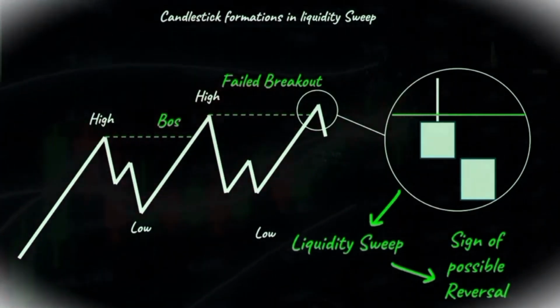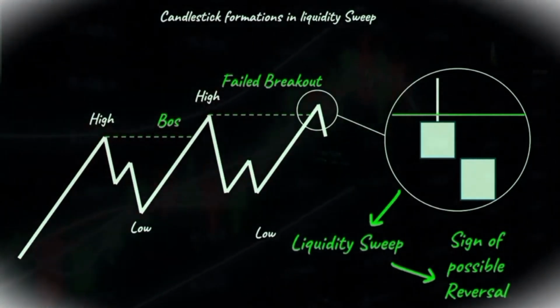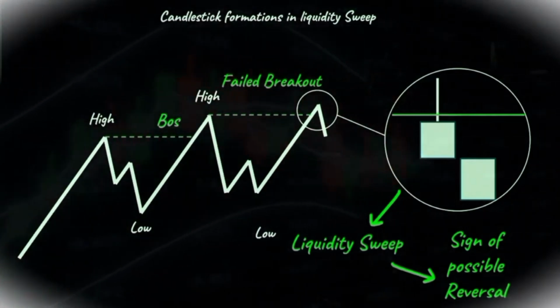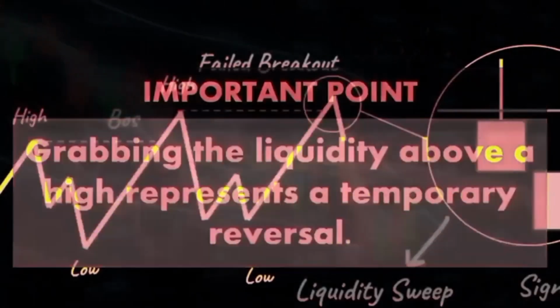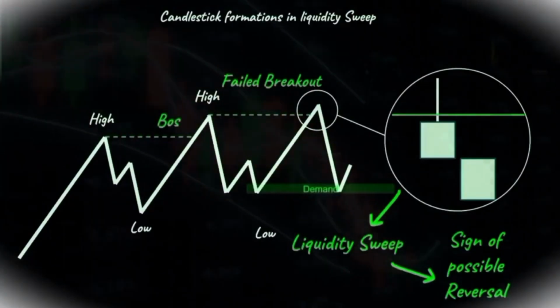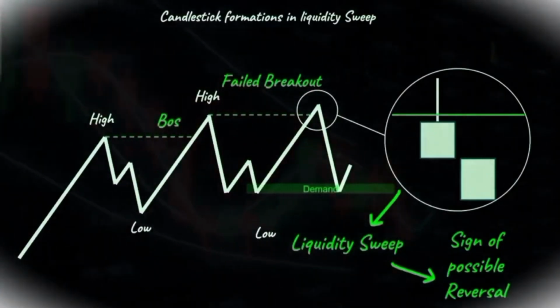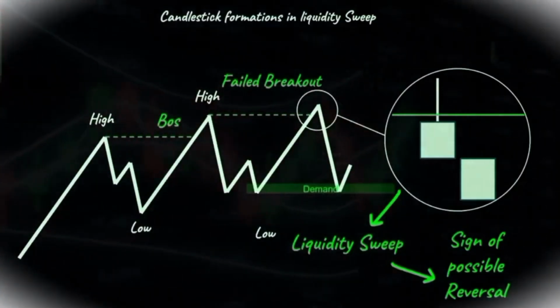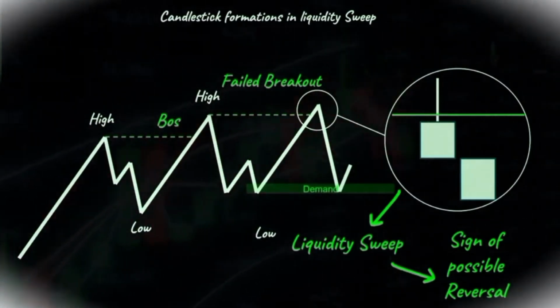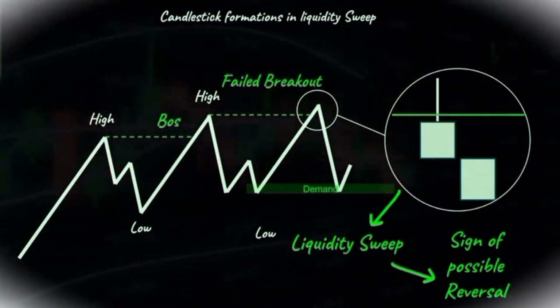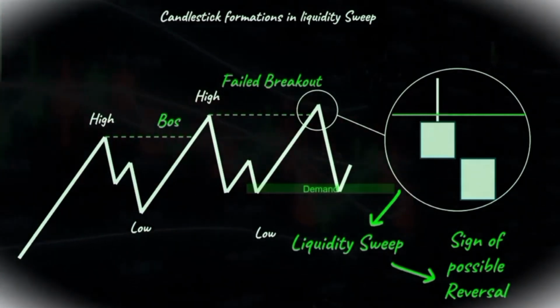Liquidity sweep against the dominant trend is very different from liquidity sweep in the direction of the trend, meaning that grabbing the liquidity above a high represents a temporary reversal, but we do not expect the price to drop much. A true reversal is confirmed when the price breaks and closes below the most recent origin point. Then we can confirm that the uptrend is truly over and the price can continue pushing lower.